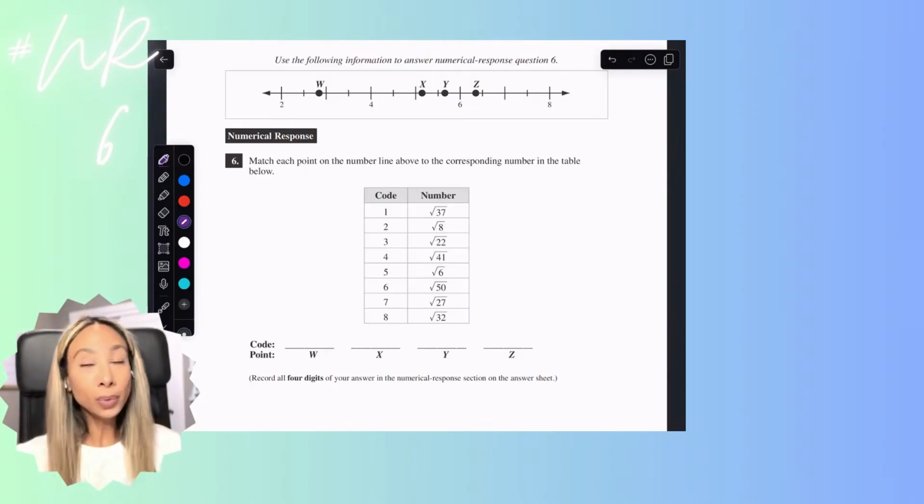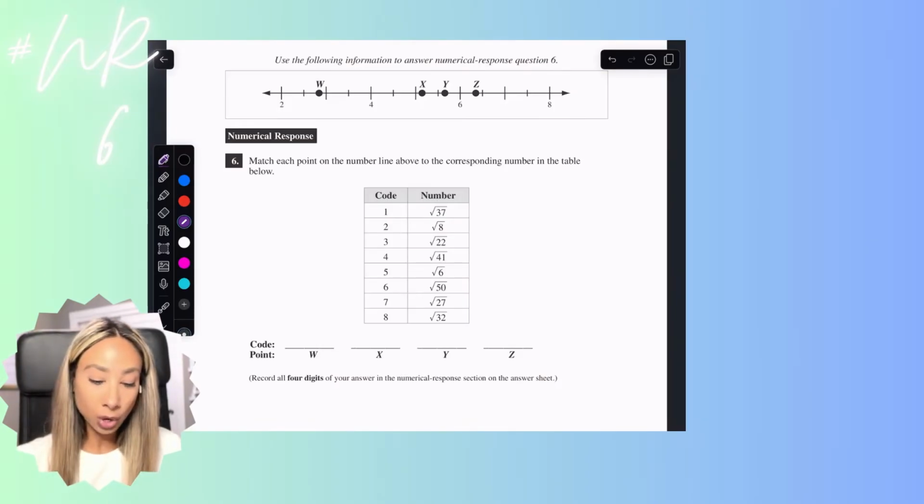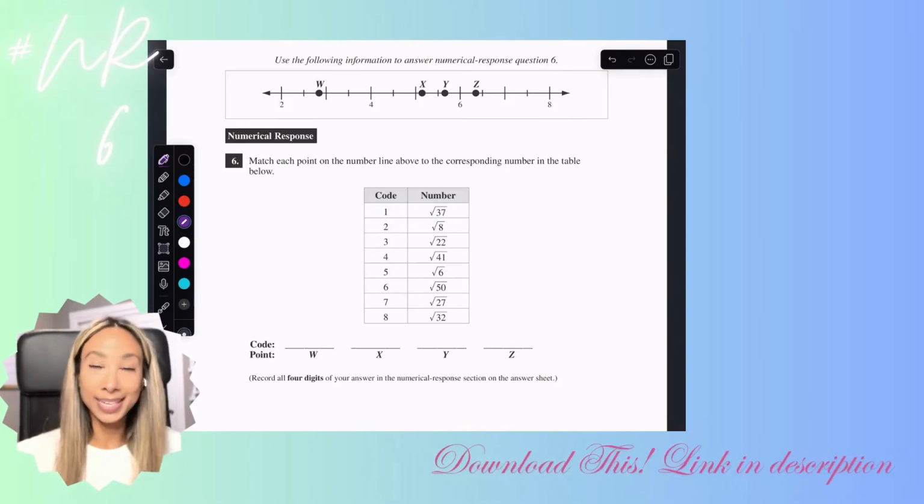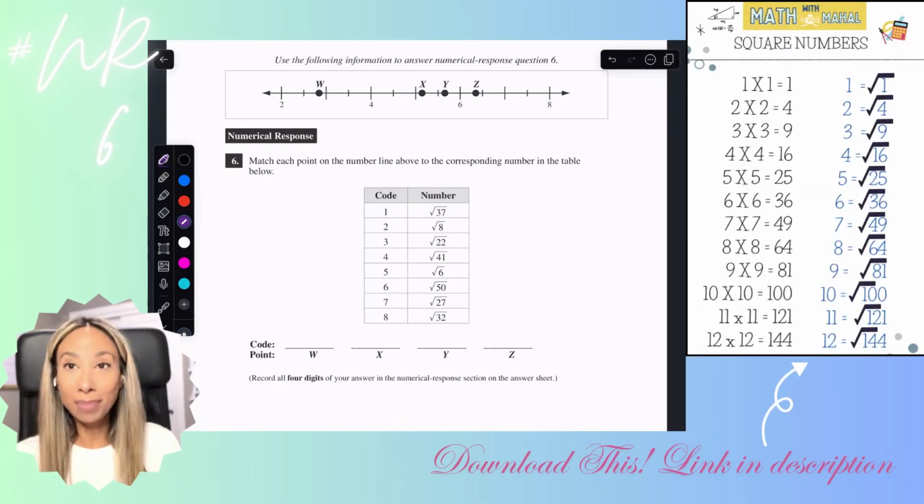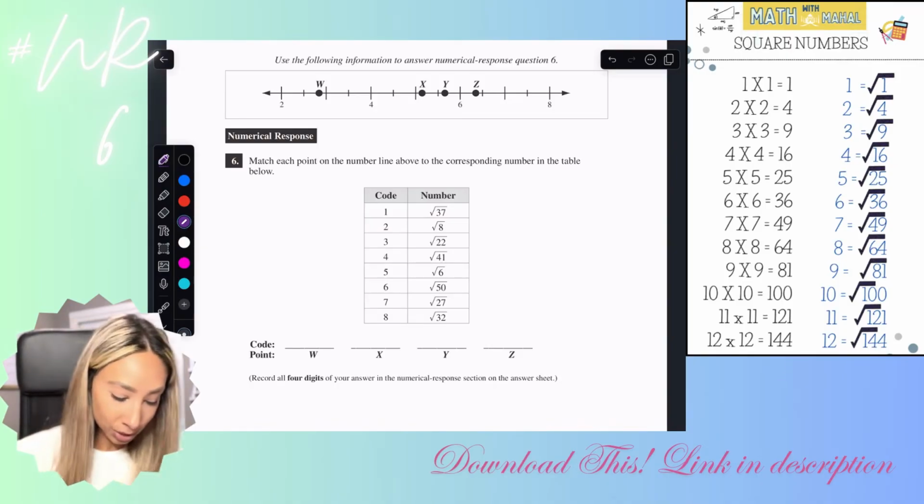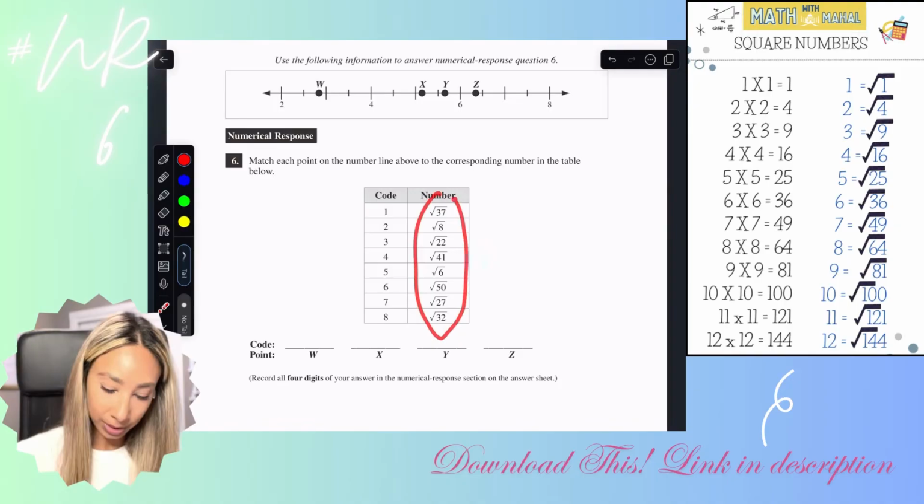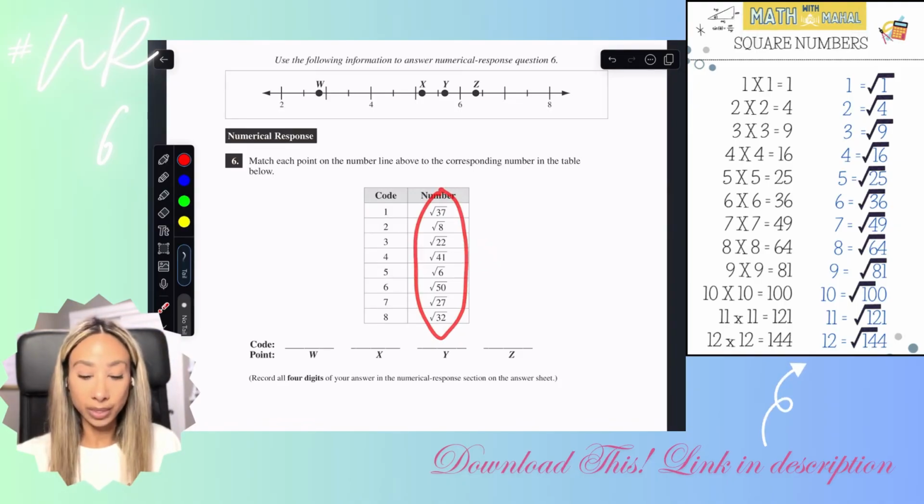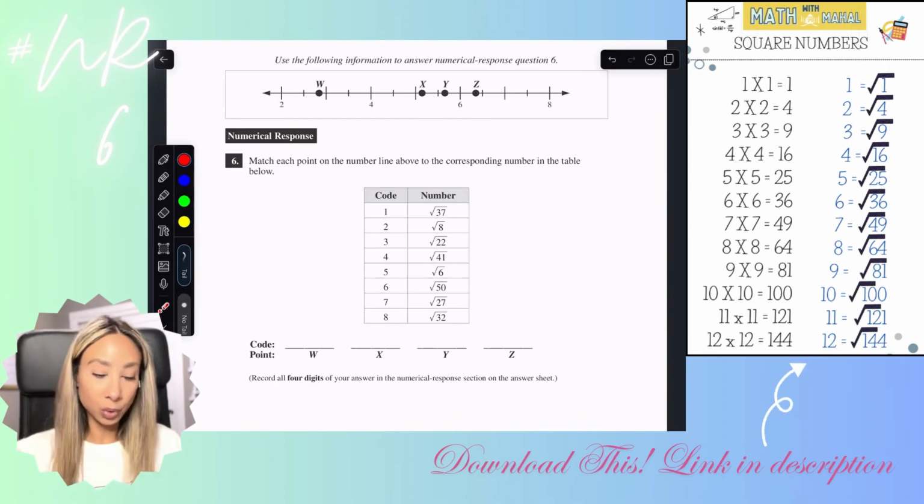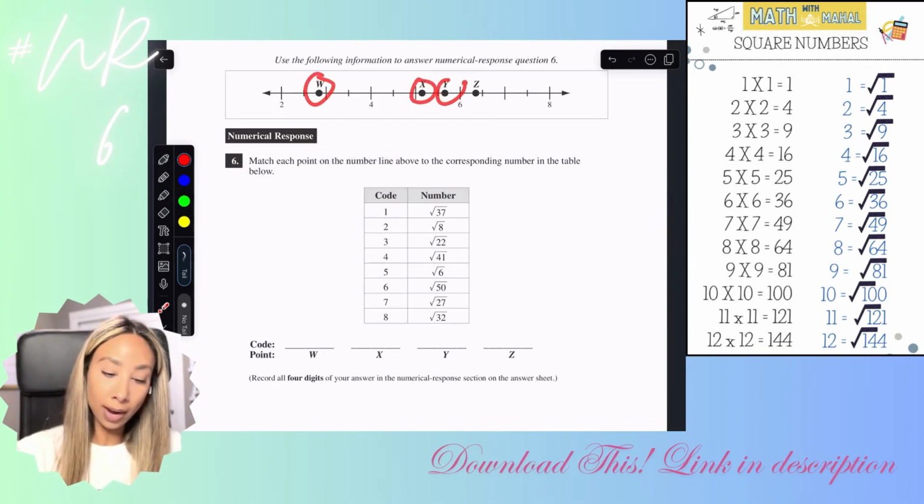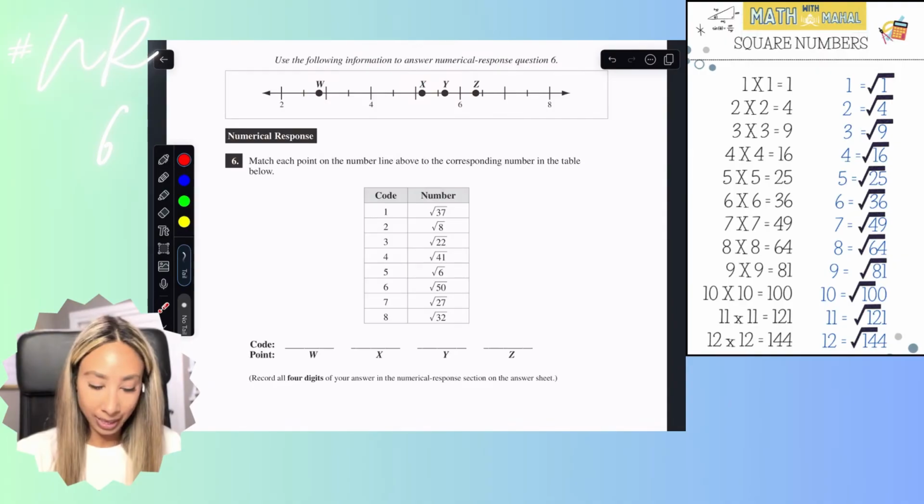Okay, numerical response number 6 here. So one thing we do want to remember is going to be this here, our perfect squares. So our perfect squares are basically two numbers that are the exact same that multiply to make a number. And when we take the square root of a perfect square, we get the answer of it. So what we need to do here is they gave us some numbers and none of them are perfect squares. But we want to assume that if we can estimate what the perfect squares are, where they would line up on this number line here.